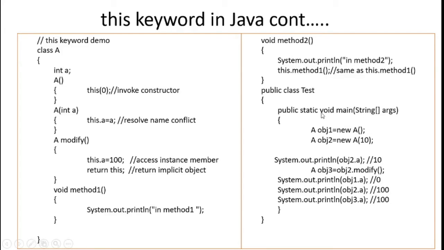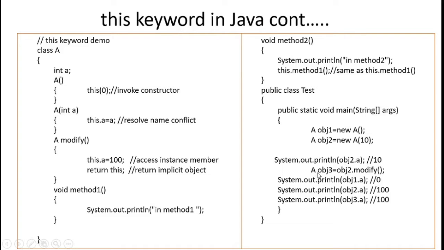So in the main class, or the class having the main function, we have created the object of class A, that is, we have called the default constructor, then called the parameterized constructor with value 10. So this a will get value 10. Then display the value using object 2, that is 10.